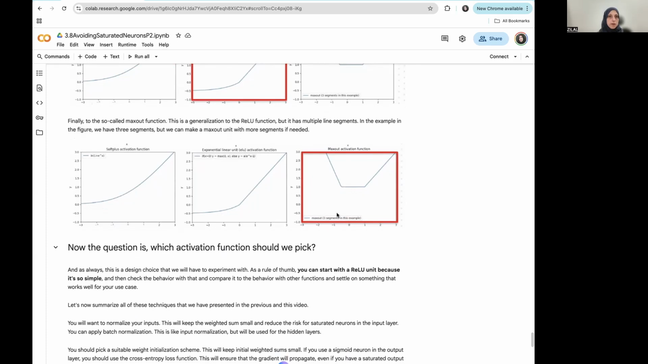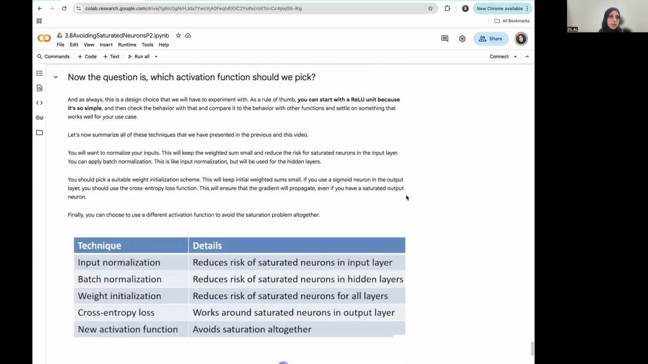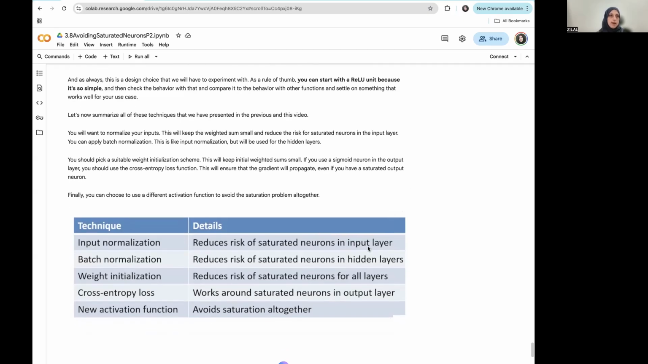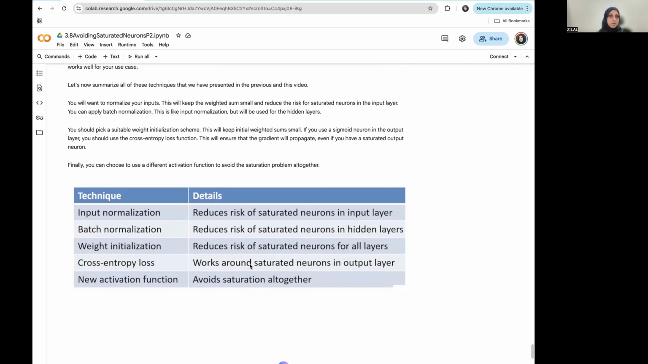The question is, which activation function should we pick? Actually, this is a design choice that you will have to experiment with. As a rule of thumb, you can start with the ReLU unit because it's so simple, and then check the behavior with that, compare it to the behavior with other functions, and settle on something that works for your use case. Now I will summarize the techniques.